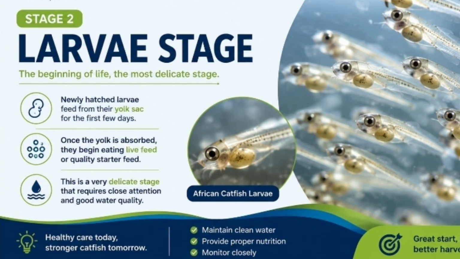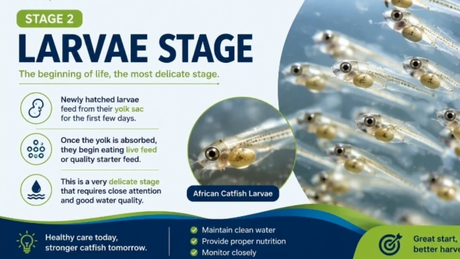This is why a breeder needs to be very observant at this stage. After they've hatched, at the larva stage, they tend to start feeding from their egg yolk. So once the yolk is absorbed, they begin eating live feed or quality starter feed. This second stage is also handled by a fish hatcher or a fish breeder. So after hatching, they also take care of the larvae that come out. This stage is very delicate because it requires very close attention, and this is what the fish breeders or fish hatchers do. So these 2 stages we have mentioned are both handled by a fish breeder.